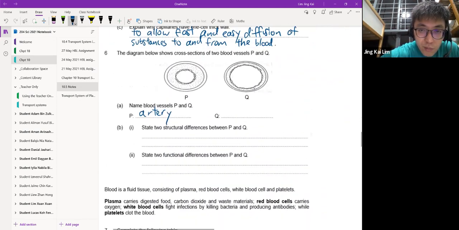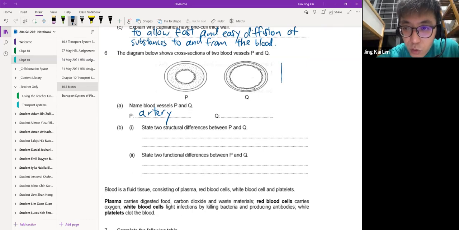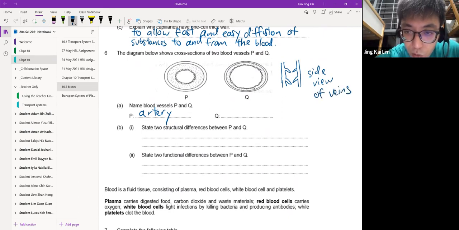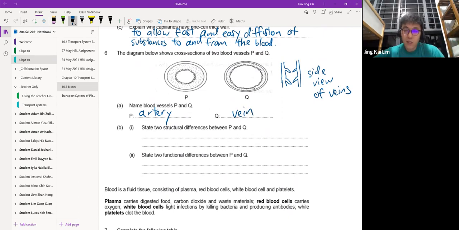Sometimes for veins, they draw it this way, where they actually show you the valves. So this is the side view of the vein itself. Sometimes they draw the side view of the vein in this way. So Q is actually a vein, and the side view of the vein is what I've shown there to help you remember that these things are the valves. Most of the time we draw in either of the two ways shown here.